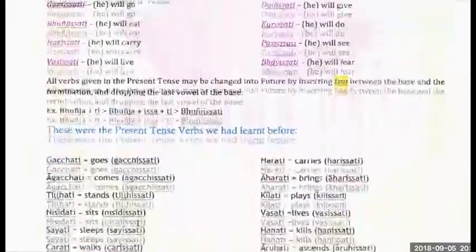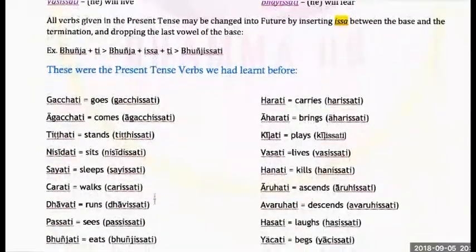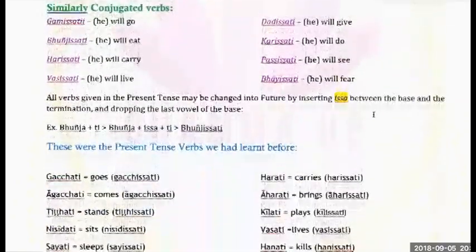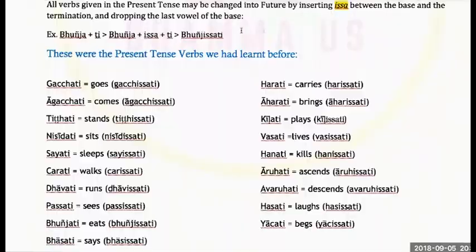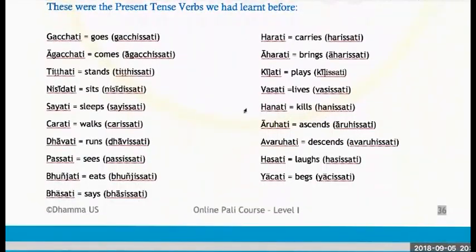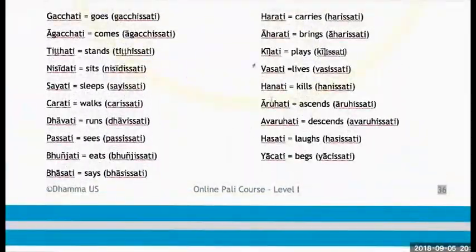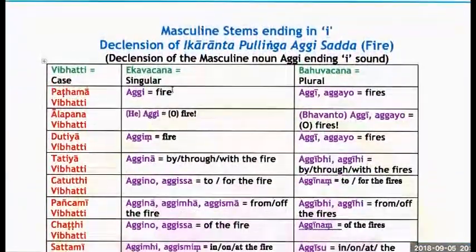Let's say, for example, an easy one, sayissati. Sayissati, te sayissanti, tvam sayissasi, tumhe sayissatha, aham sayissami, mayam sayissama. Like that you can practice all of them. That will be very useful for your practice. Let me know if you have any question, okay? Okay, let's go to this one.